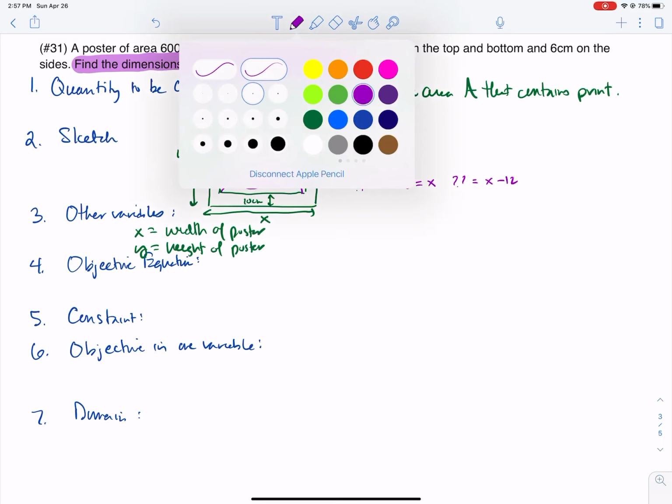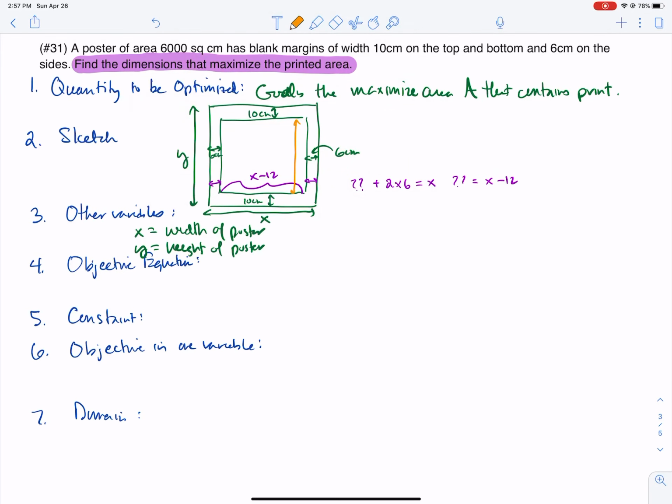And similarly, if I want to know what's the height of the printed area, I know that the question mark plus 2 times 10 has to equal Y. And so this question mark is going to be Y minus 20. And so what I get to conclude is that X minus 12 is the width of the printed area, and Y minus 20 is the height of the printed area.